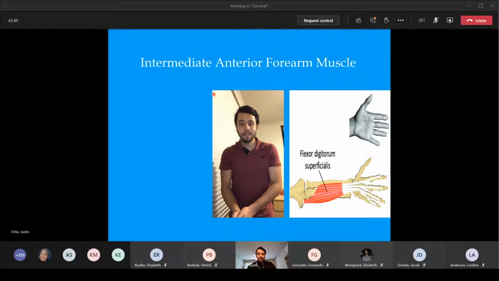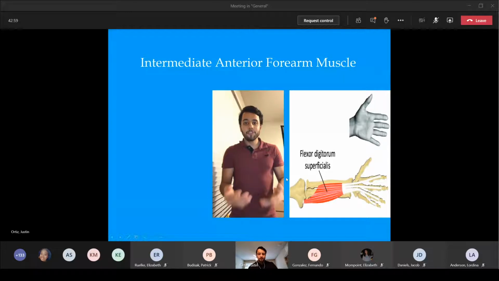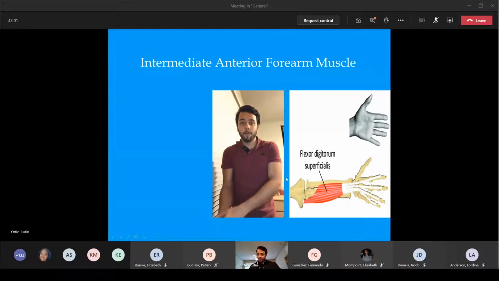So for the intermediate anterior forearm muscle, remember you have 1. So in this video segment, we're going to just talk about 1 muscle. So it shouldn't be too long. We're going to talk about the intermediate anterior forearm muscle, right?